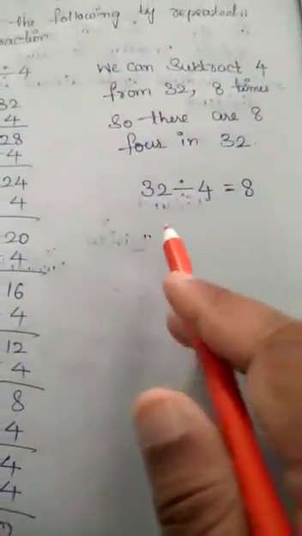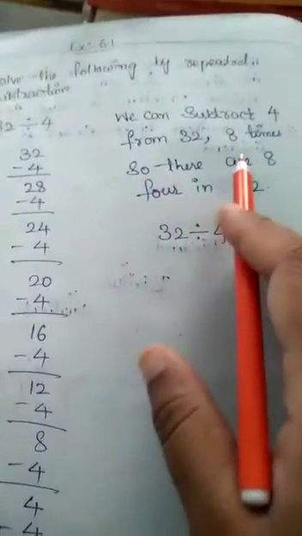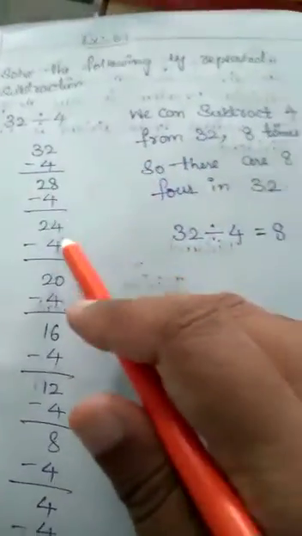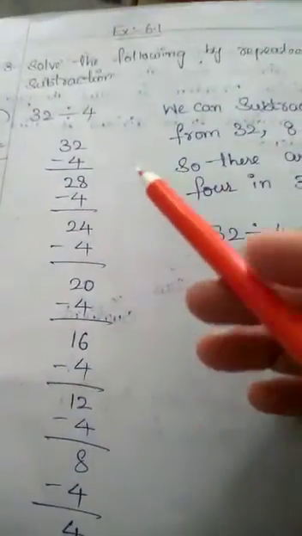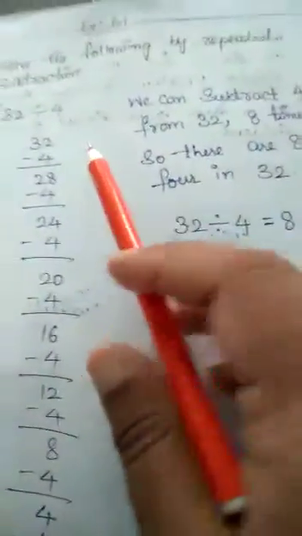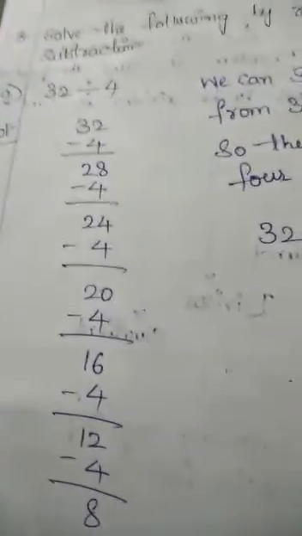So 32 divided by 4 equals 8. We can subtract 4 from 32, 8 times. So there are 8 fours in 32. How many times are we subtracting? 8 times: 1, 2, 3, 4, 5, 6, 7, 8. This is the third bit.